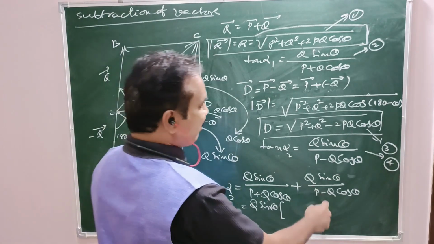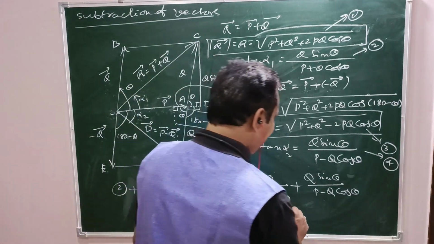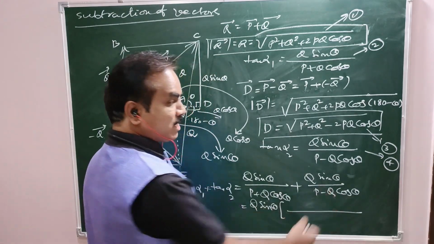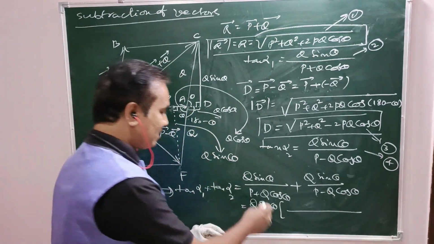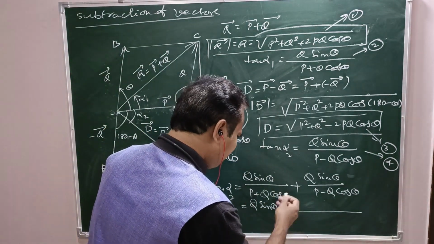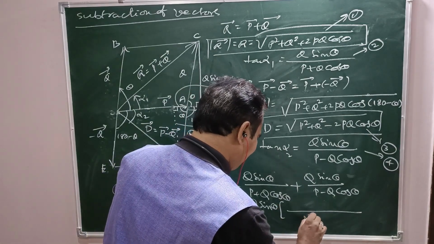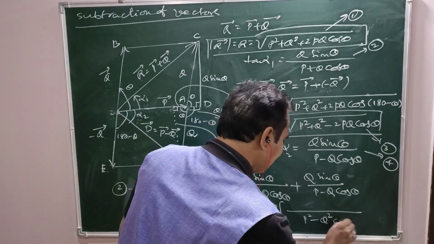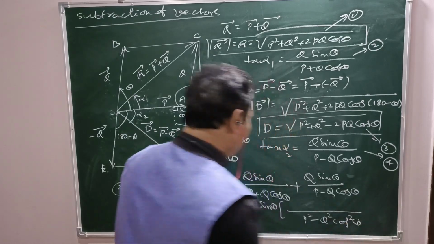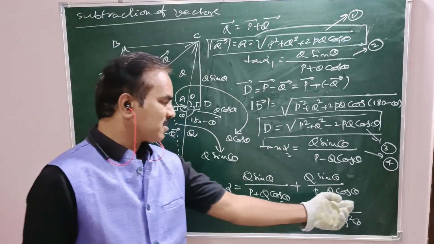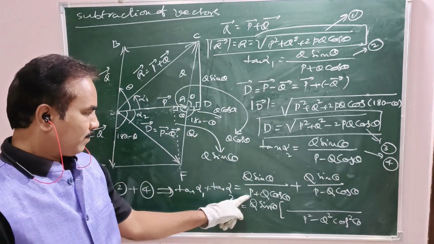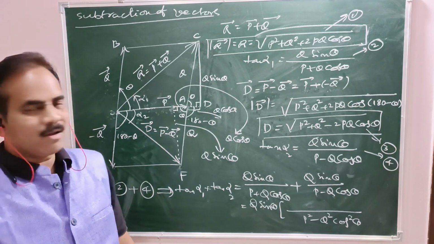What is the LCM? A plus B, here it is A minus B. A plus B into A minus B is A square minus B square. That is, P plus Q cos theta into P minus Q cos theta is A square minus B square, that is P square minus Q square cos square theta.